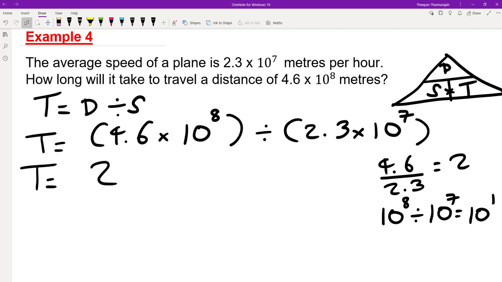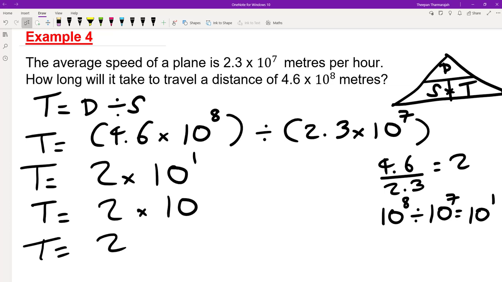So we get 2 times 10 to the power of 1. Well, 10 to the power of 1 is 10, so we do 2 times 10. So the time would be 20. And don't forget, it's hours, so it's 20 hours would be the answer.